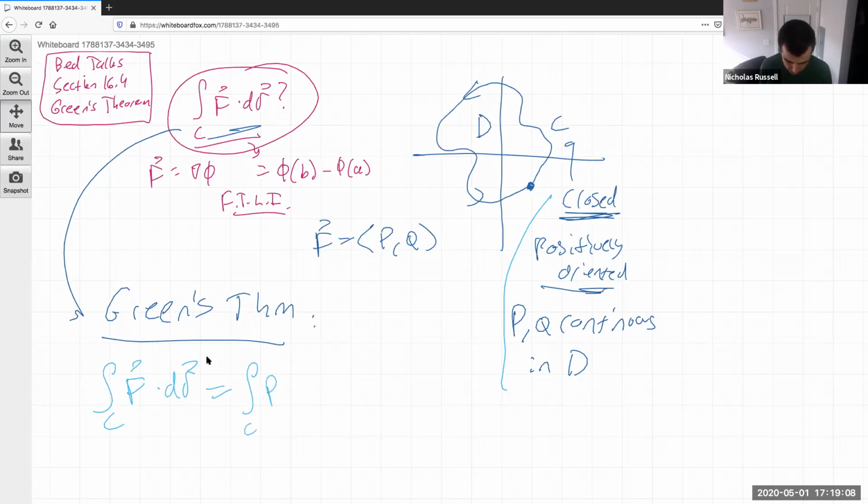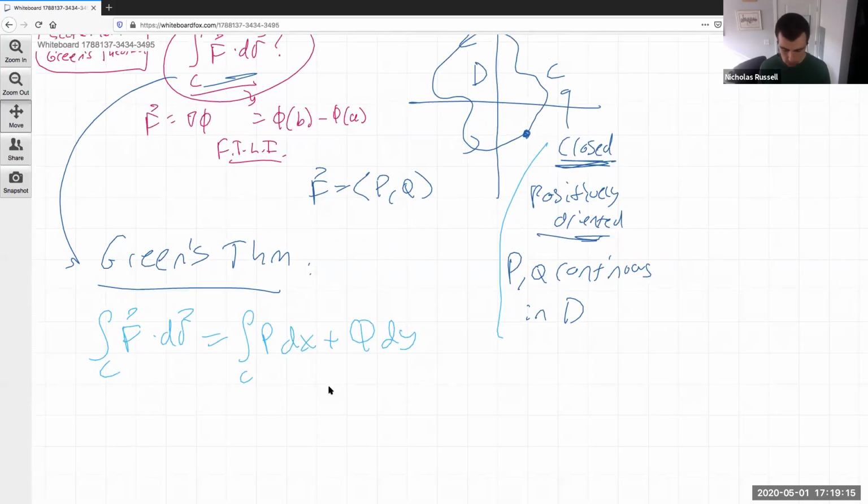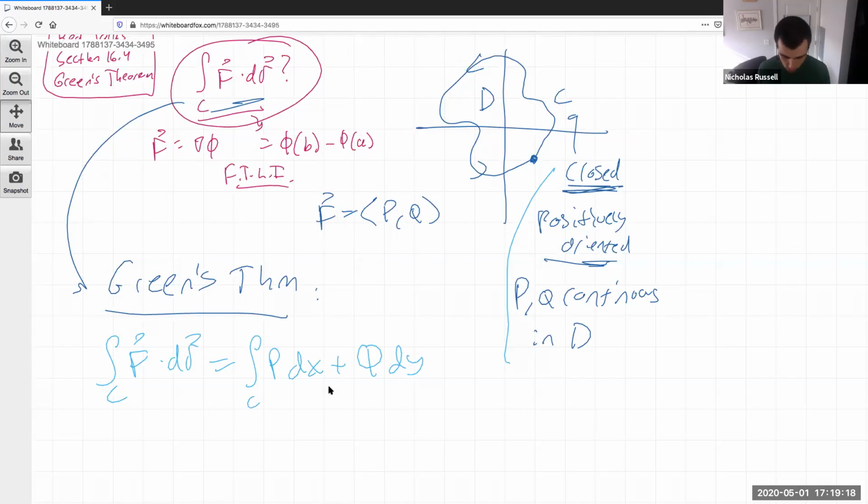So Green's theorem says, well, if I want to evaluate f dot dr, as a reminder, this can be written as P dx plus Q dy. This is the same exact thing here, okay? This is the exact same idea. And if I want to evaluate this here, all I do is I can change this curve integral to an area integral. And it's actually going to be a double integral over my domain D of the derivative of Q with respect to x, minus the derivative of P with respect to y, dA. And this is what Green's theorem says.